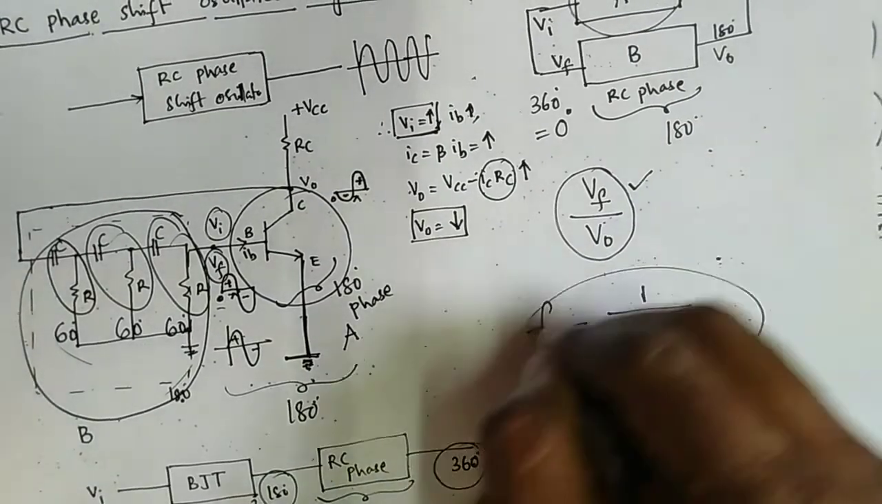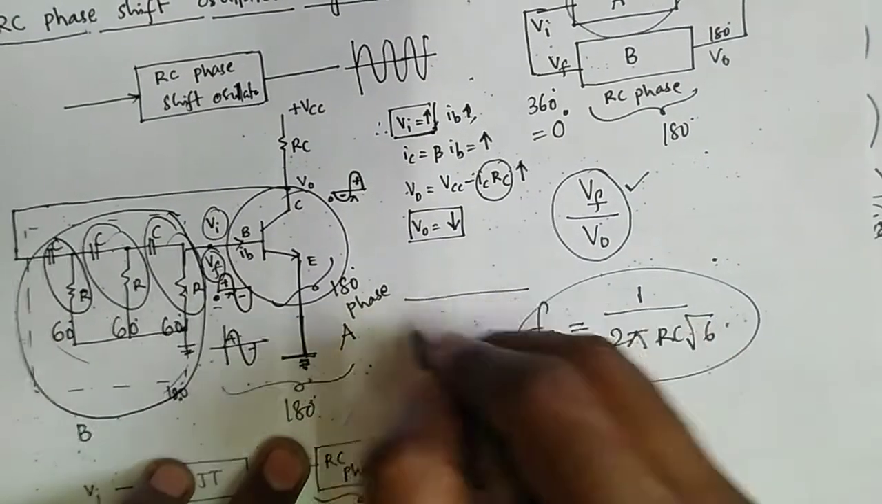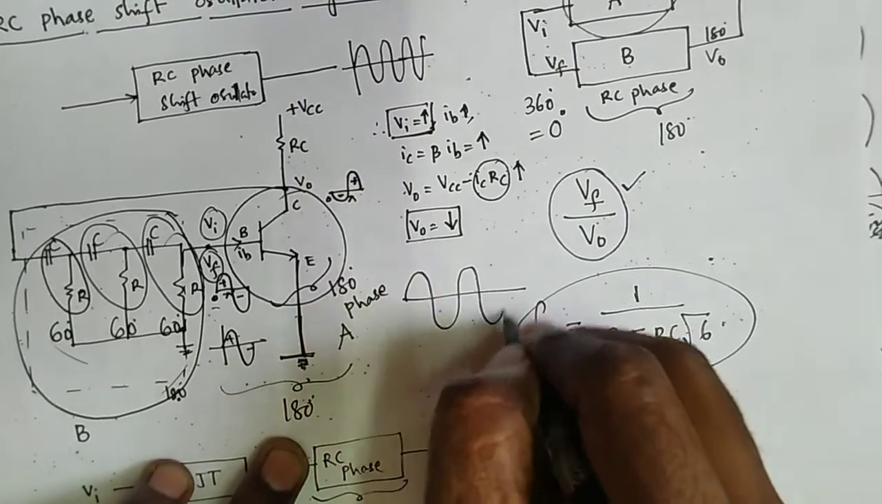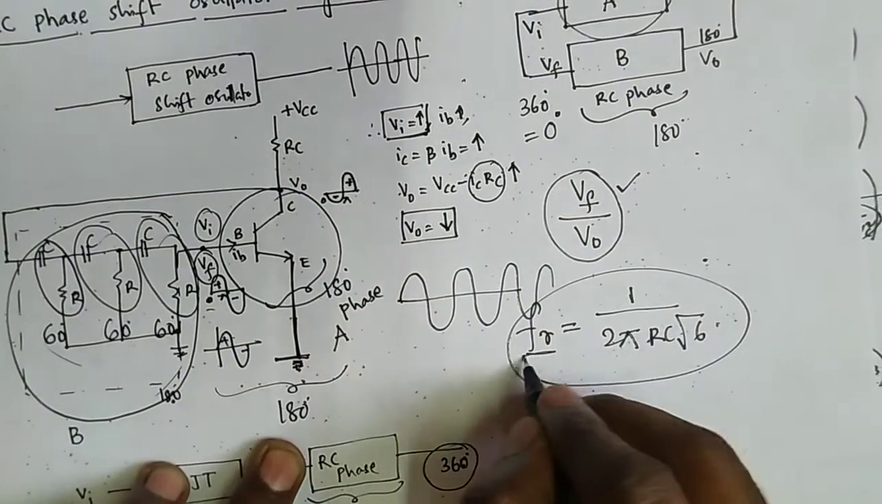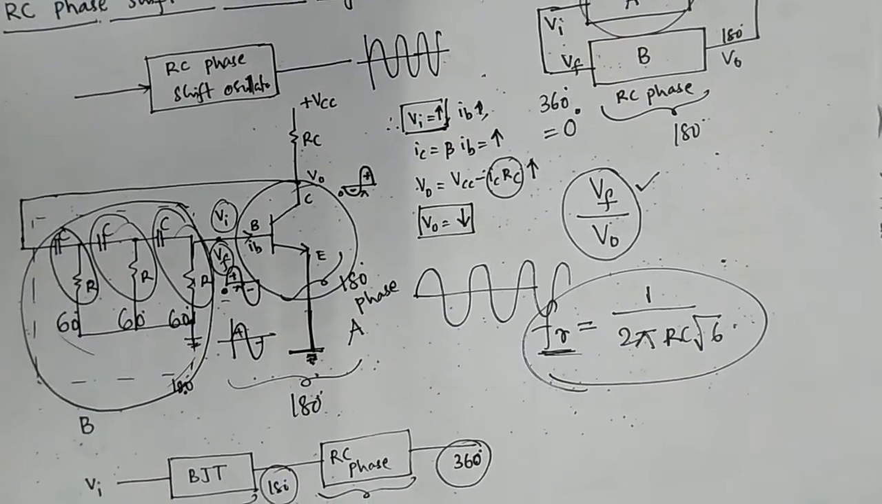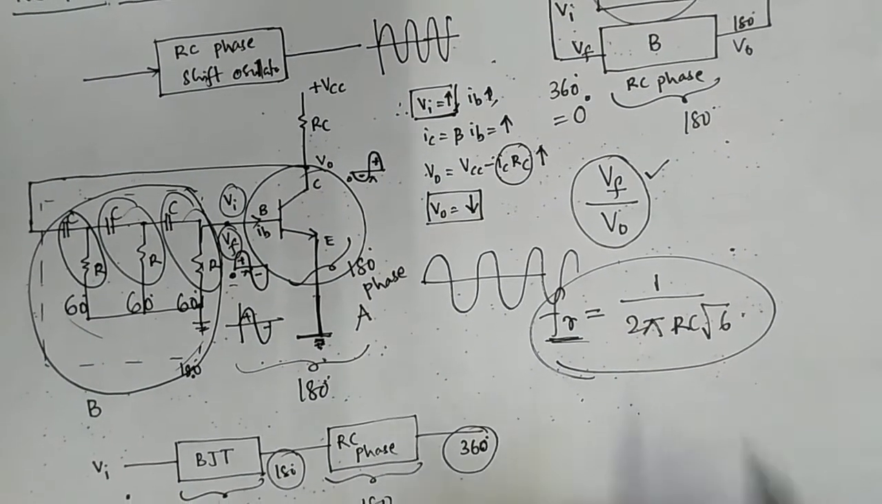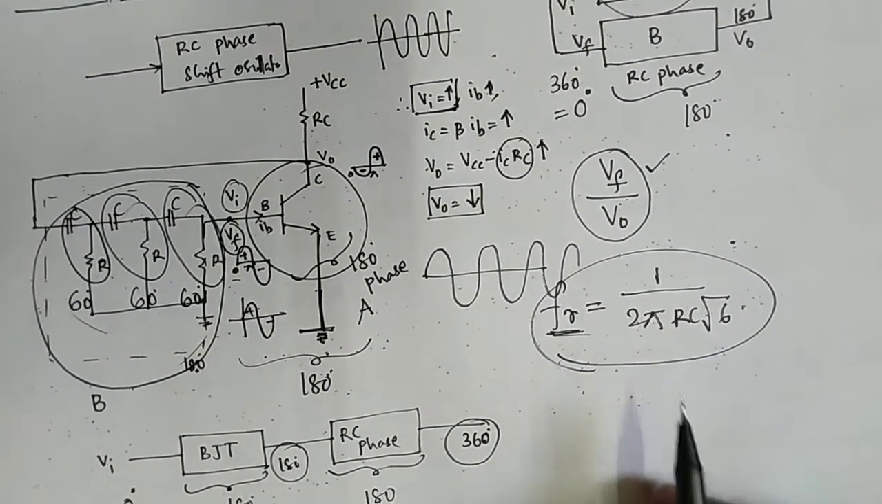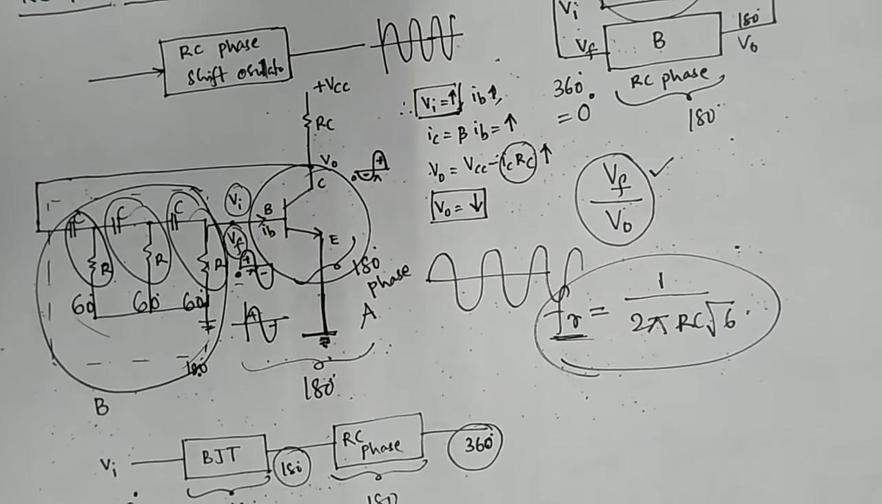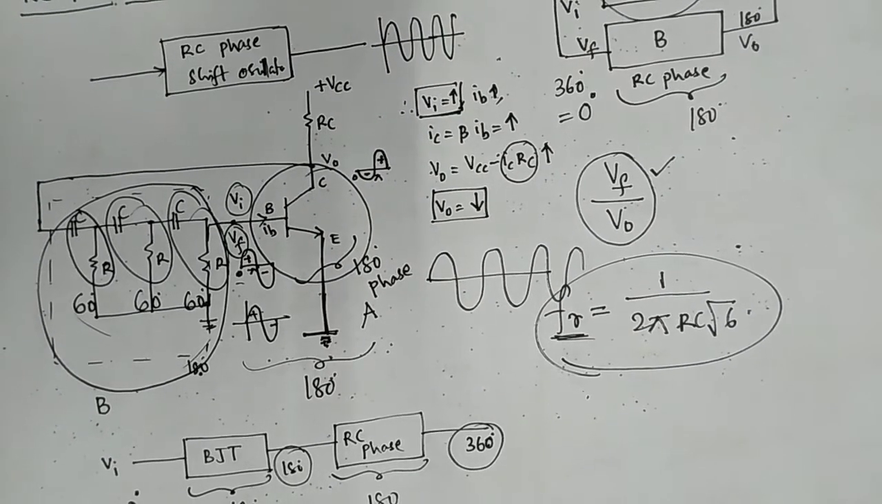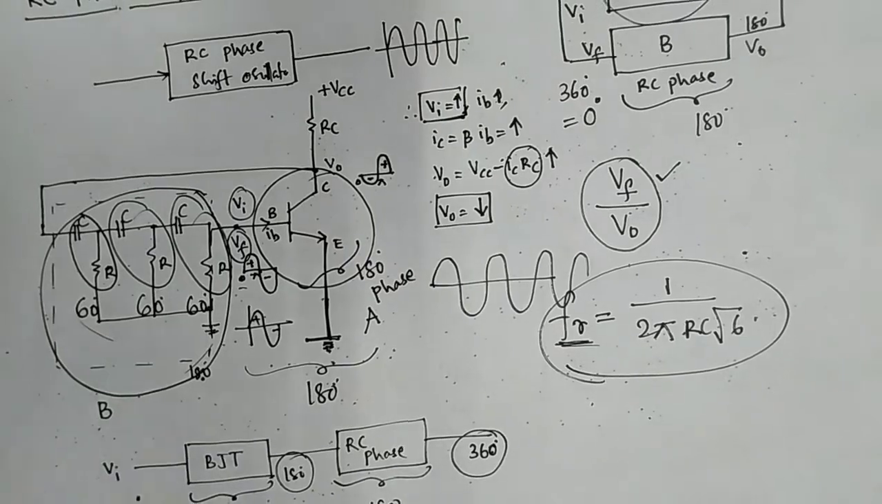So to generate a constant amplitude at the output stage, it requires a particular frequency, that is, the oscillation frequency 1 by 2 pi RC root 6. This is the procedure for the RC phase shift oscillator. Thank you.